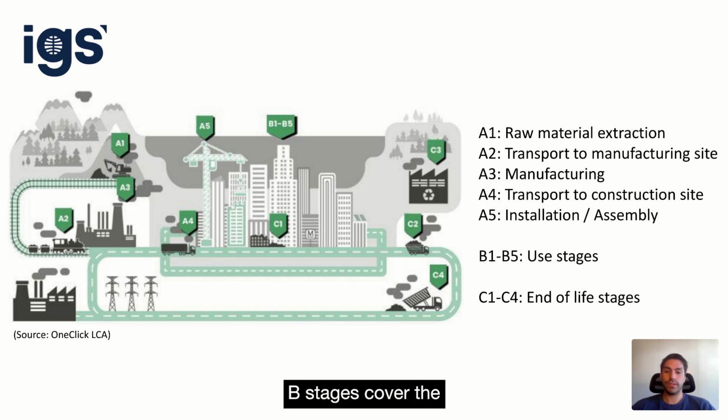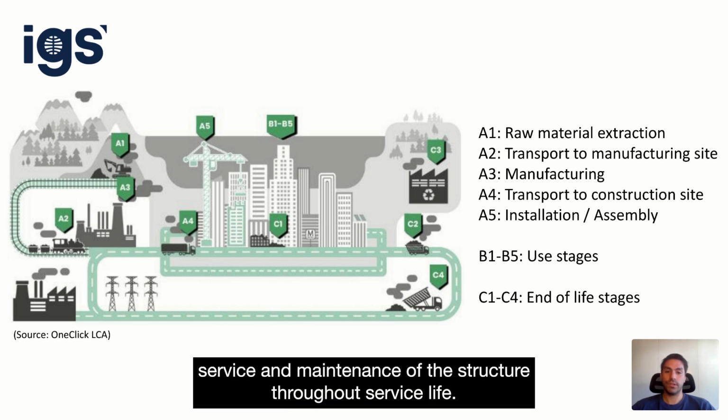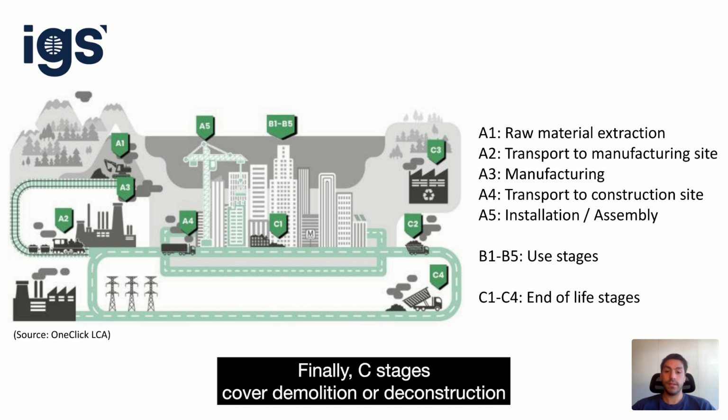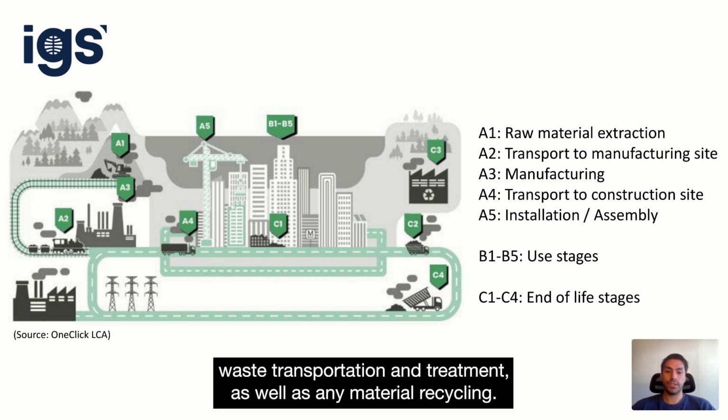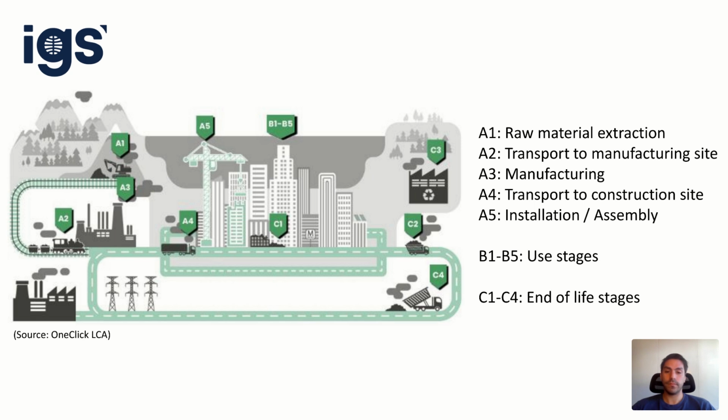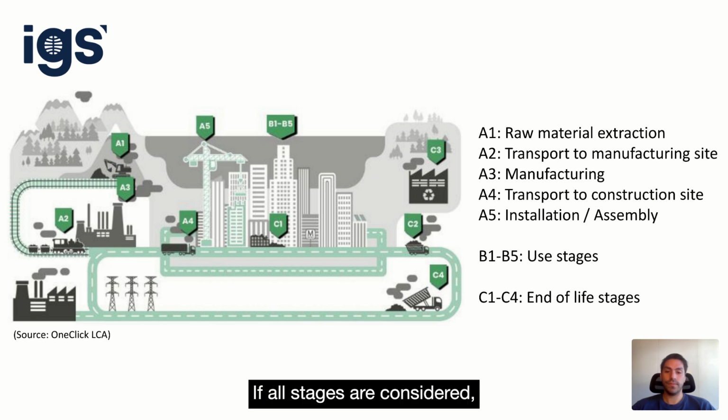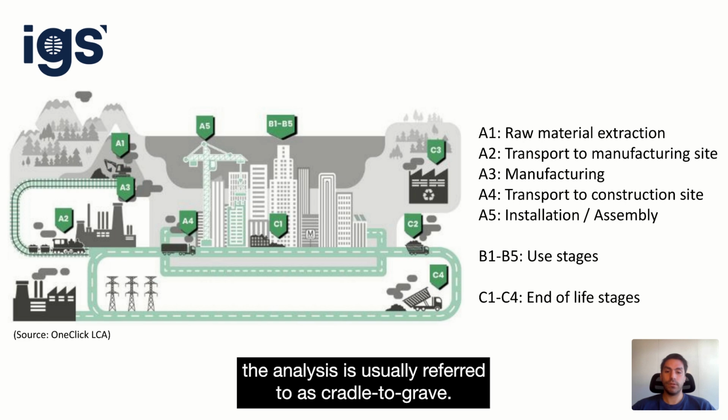B stages cover the service and maintenance of the structure throughout its service life. Finally, C stages cover demolition and deconstruction, waste transportation and treatment, as well as any material recycling. If all stages are considered, the analysis is usually referred to as cradle to grave.